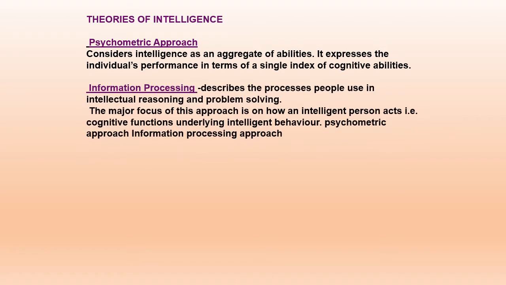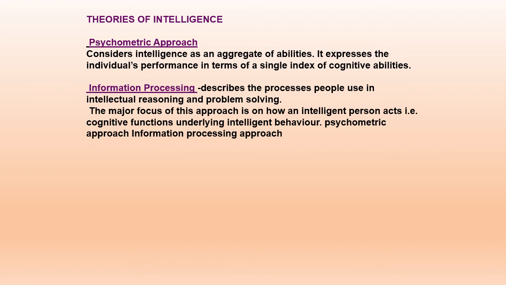Next approach is the information processing approach, which describes the processes people use in intellectual reasoning and problem solving. Information processing approach is basically like that of a computer system which we have done in class 11. So basically there is input, processing and output. So the major focus of this approach is on how an intelligent person acts, that is cognitive functions underlying intelligent behavior.